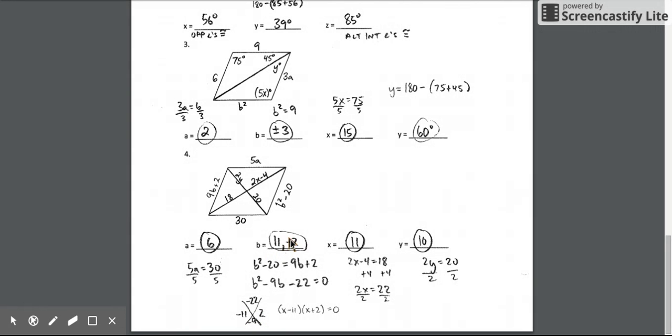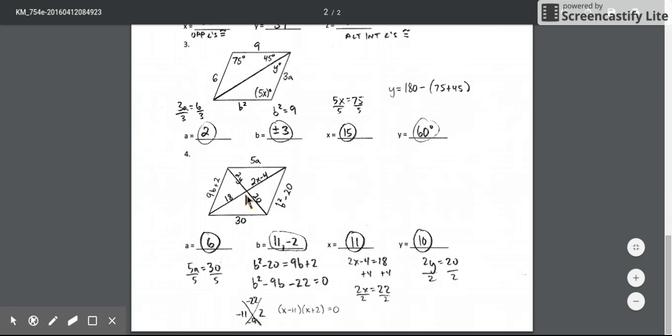One more time, we're going to verify that a negative solution works. If we plug it in, negative 2 squared is 4, and 4 minus 20 is a negative value, so negative 2 actually doesn't work. I should erase that. Positive 11 is our only solution there.